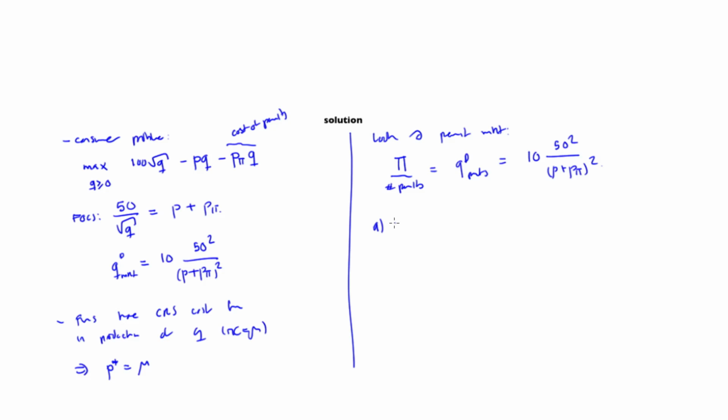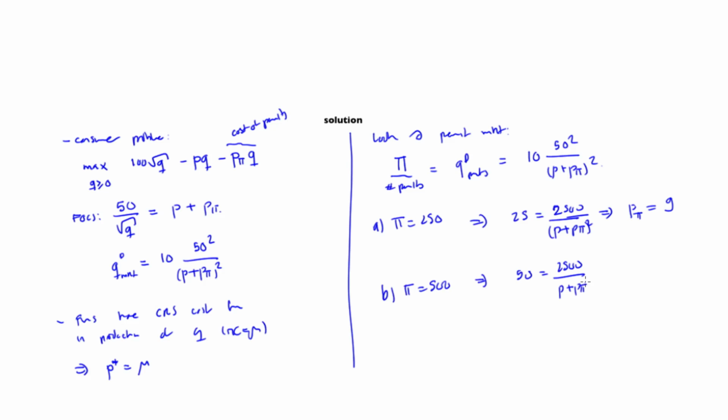Now let's look at case A. When the number of permits is 50, this implies that 25 is equal to 2500 divided by P plus P_pi squared, which implies that P_pi is equal to 9. And when the number of permits is 500, this implies that 50 is equal to 2500 divided over P plus P_pi squared, which implies, doing the algebra, that P_pi is equal to square root of 50 minus 1.